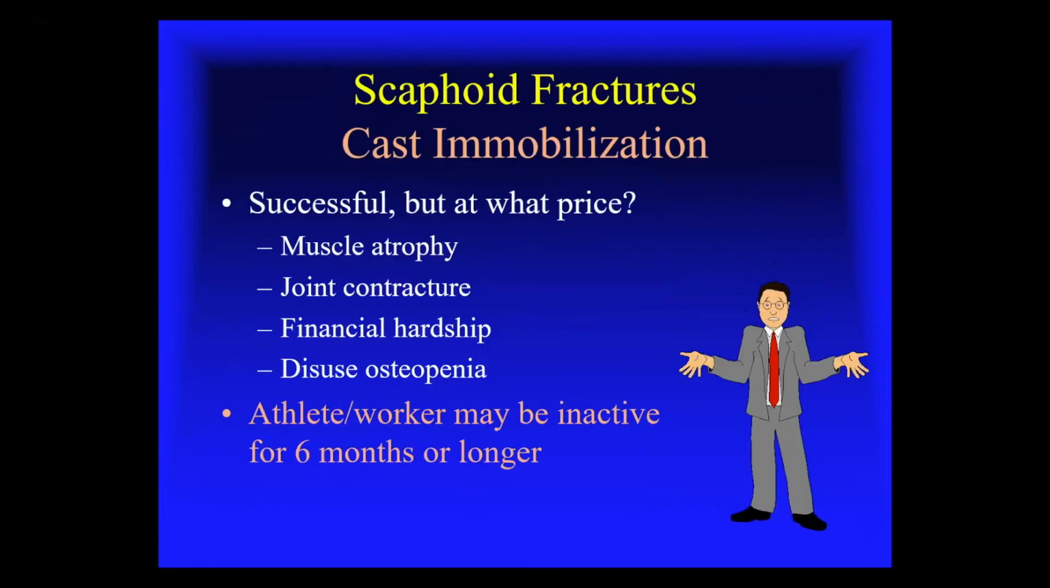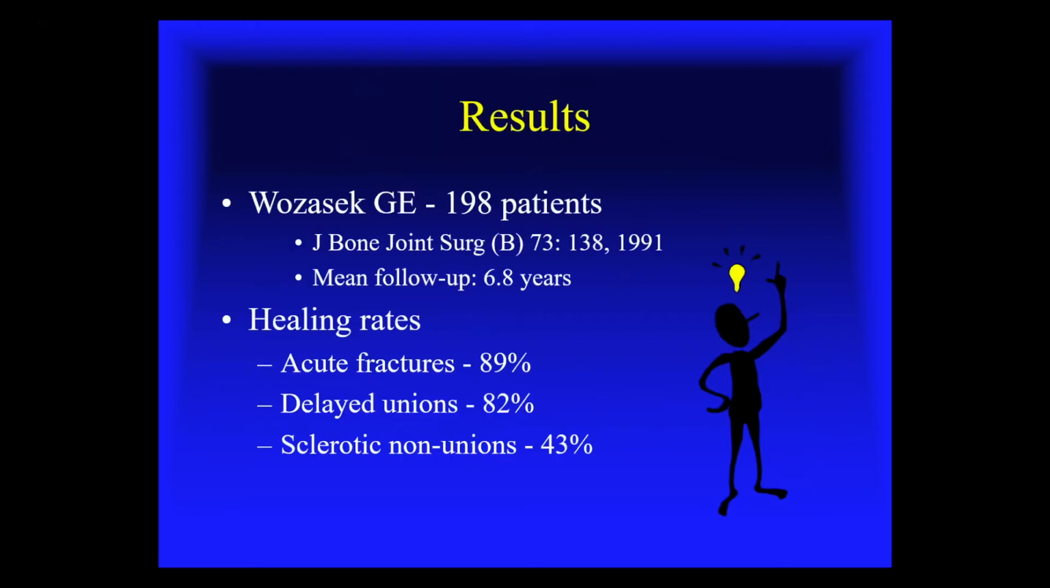Scaphoids, again, I think this is very amenable to arthroscopy. Obviously, a non-displaced fracture you can treat with a cast, but what a price. Muscle atrophy, contracture, you can lose your scholarship. Athletes could be out 6 months or longer with cast immobilization. Mosaic looked at percutaneous fixation of these fractures a long time ago. With acute fractures, a pretty good result, 89%. Delayed unions a little bit decreased. Sclerotic non-unions had a little bit lower percentage.